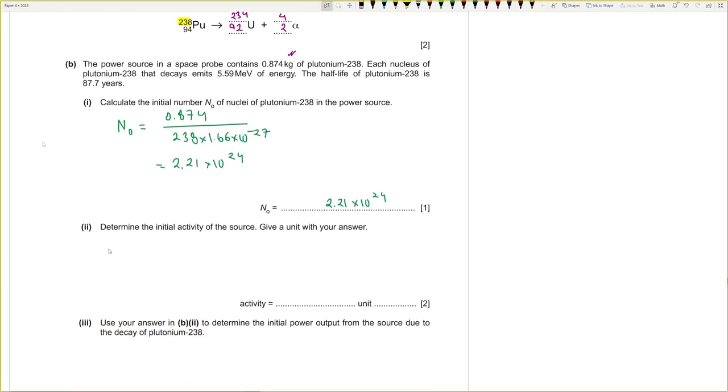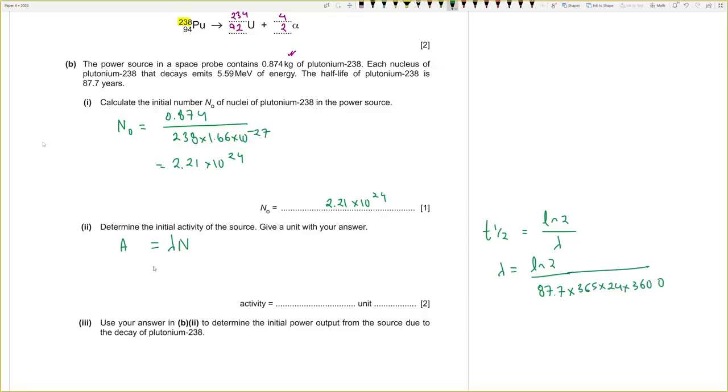Determine the initial activity. So you guys know that A is equal to lambda N. So we have N naught, but we don't have lambda. But we can find lambda because we know that T half is equal to ln 2 by lambda. So lambda is equal to ln 2 by T half, which is 87.7 years. Now we should definitely convert this to seconds. So that's 87.7 into 365 days into 24 hours into 3600 seconds.